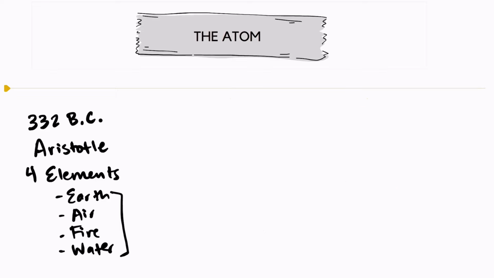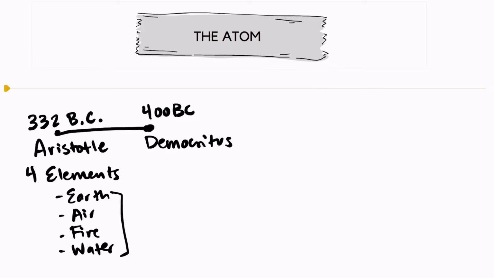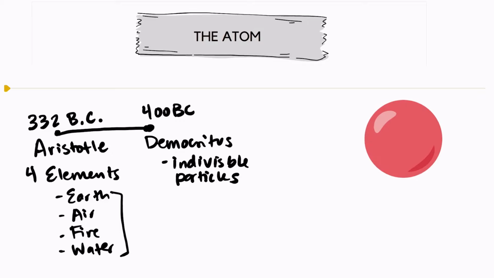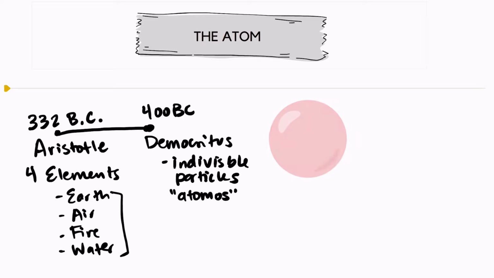So a few years after Aristotle, Democritus, he was another Greek philosopher in around 400 BC, Democritus hypothesized that all matter was made out of indivisible particles that he called atomos, which is actually where we get the word atom from. So Democritus had this theory that all matter was made out of indivisible particles.